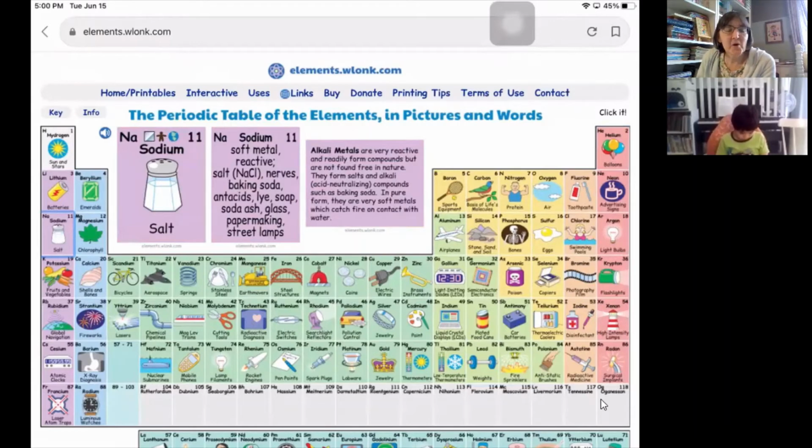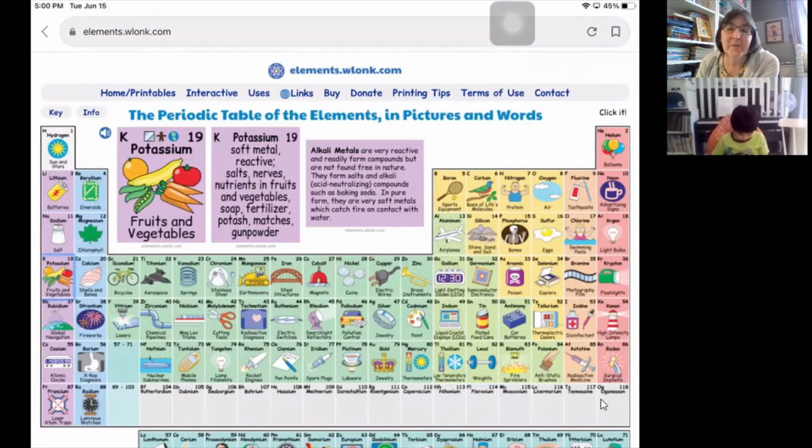Number 11 is sodium. That's part of salt. If you like to put salt on food, then there's some sodium in it. And the one right under that is number 19. Do you see number 19? Yes. Number 19 is called potassium. This is something that is in a lot of the fruits and vegetables that we eat, like bananas and carrots and peas.